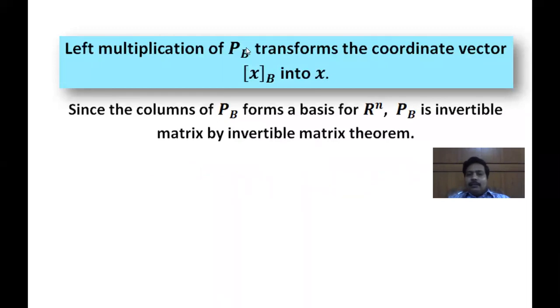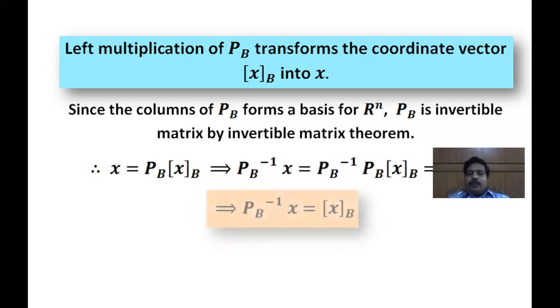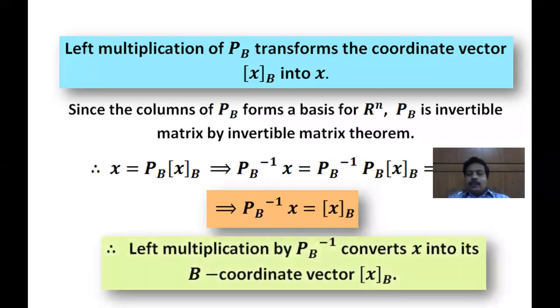Whenever PB is formed, PB is always invertible, since its columns form a basis for Rn. So PB inverse exists. Once you find PB inverse, left multiplication of PB inverse with x gives you xB, the B coordinate vector of x.